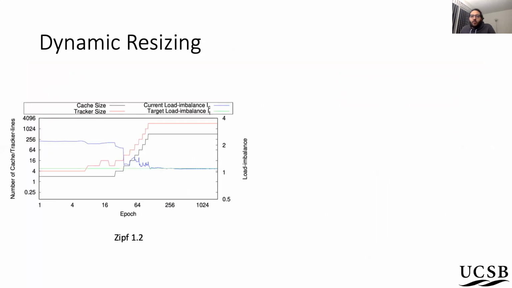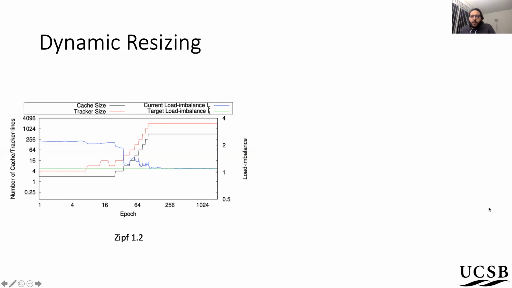Finally, this experiment shows how COT reacts to changes in workload. We divide the time into epochs, and in each epoch, the target load imbalance is evaluated. We start with very small cache and tracker sizes and a workload of Zipf 1.2. As shown in the left figure, COT first identifies the best tracker to cache ratio. Then COT doubles both the cache and the tracker sizes until the target load imbalance is achieved, as shown in the blue and the green lines.